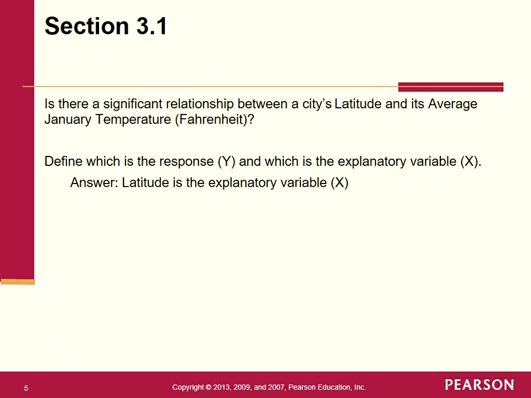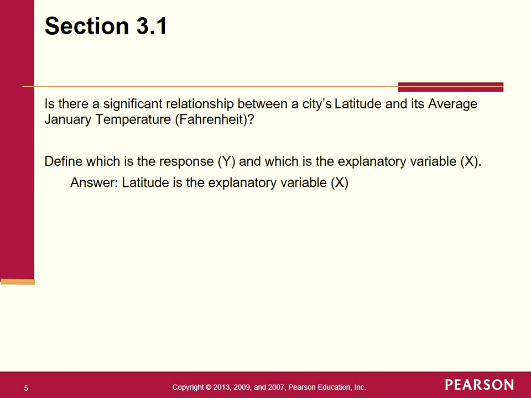Now, if you forgot what latitude is, it's the measurement of north to south on the globe. The equator would be 0 degrees latitude, and then as you head up to the North Pole, I think the North Pole is 90, and the South Pole is minus 90 degrees latitude. So if you start at the equator and you move north, the latitude is going to go up.